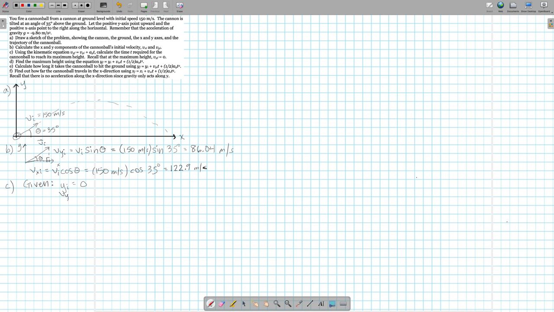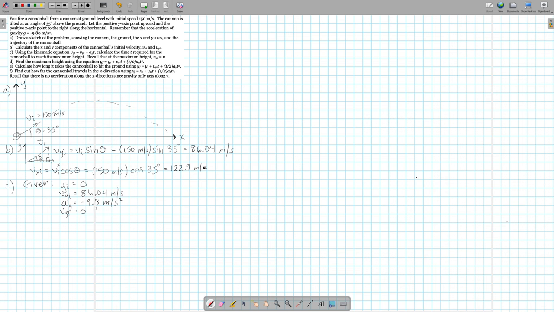I know Vy initial is 86.04 meters per second. I know the acceleration in the y direction is 9.8 meters per second squared, pointing downward, which is negative in the coordinate system we just drew. And one more key fact, I know that Vy final is 0. I want to point out a couple things about this.